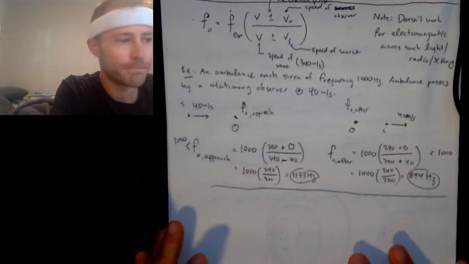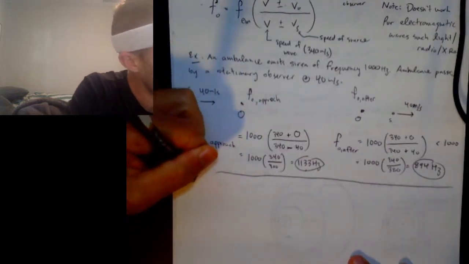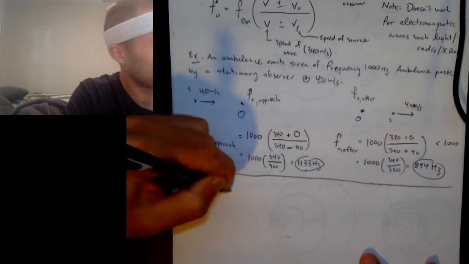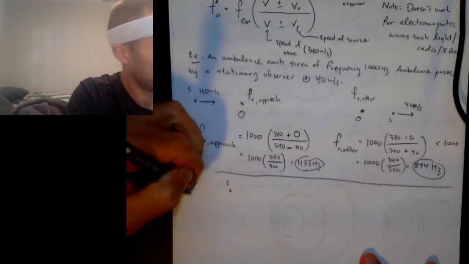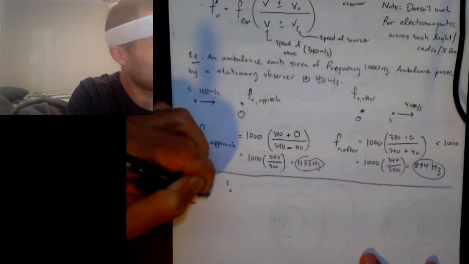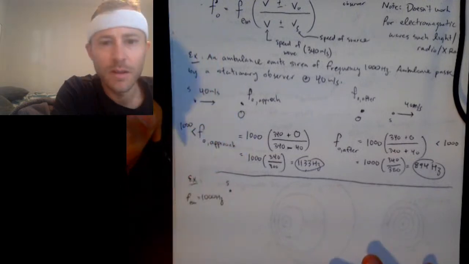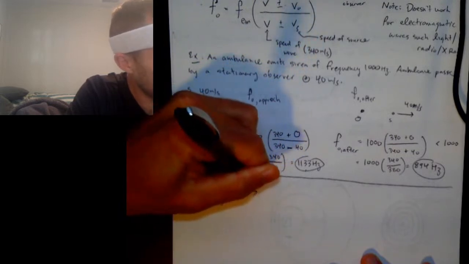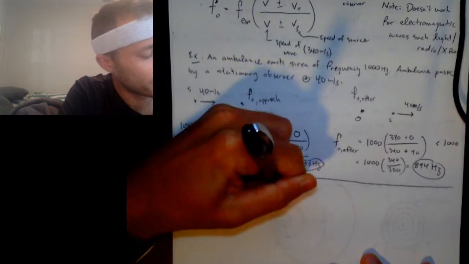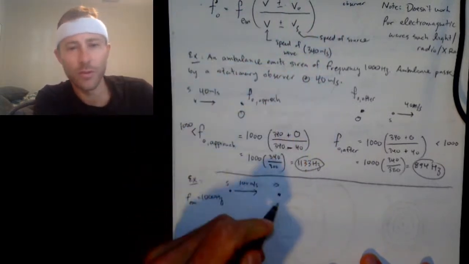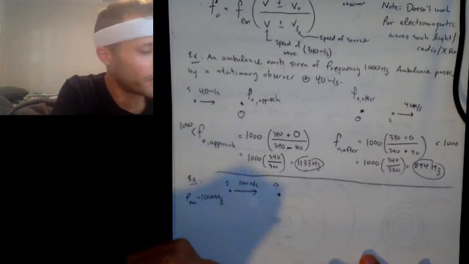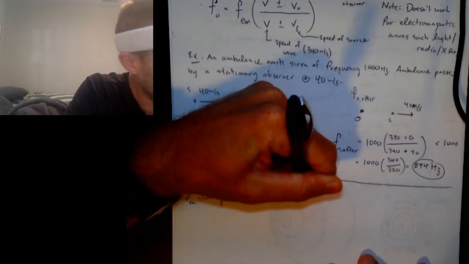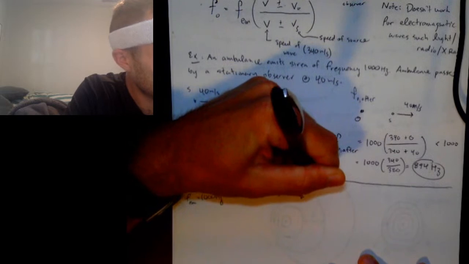We'll do one more example. And in this example, the source is emitting 1,000 hertz again, just because that's a nice round number. And the source is moving to the right at 100 meters per second. The observer is positioned to the right of the source, and is going to the right at 200 meters per second.